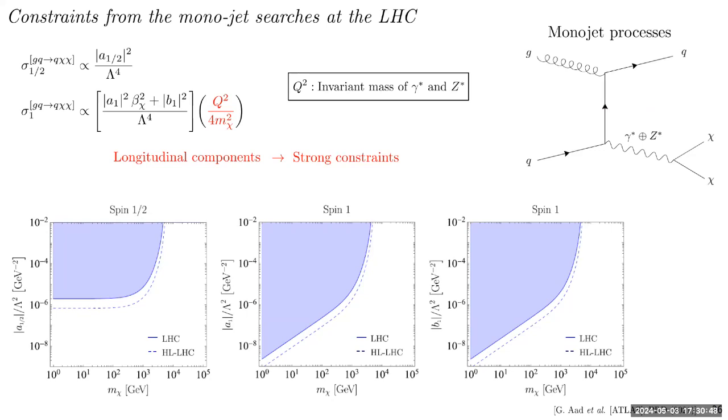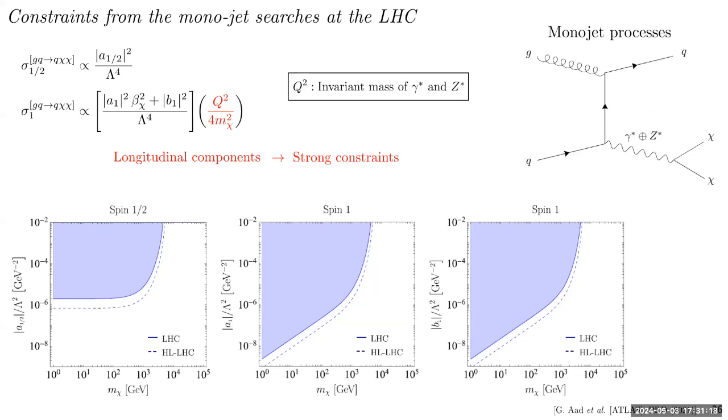In this case, the beta dependence is negligible because now we are considering the LHC, and the invariant mass of the virtual photon and virtual Z boson is much larger than the dark matter mass. So beta chi is almost 1. Because of this, as you can see, there is no big difference between the A1 and B1 cases.